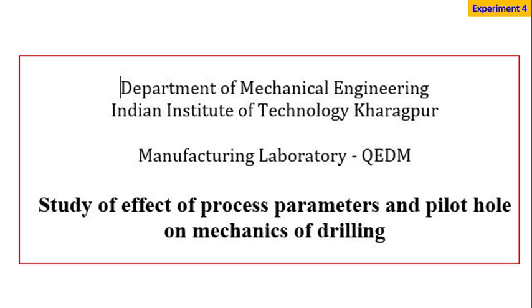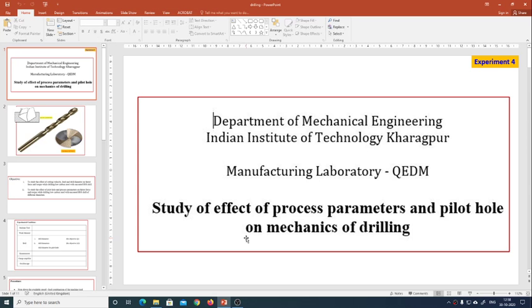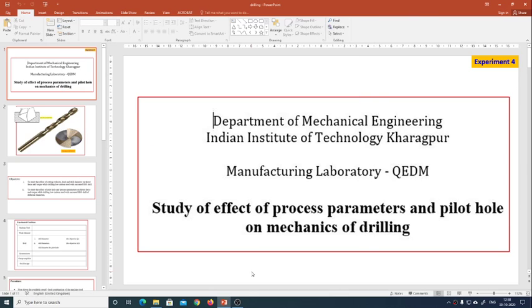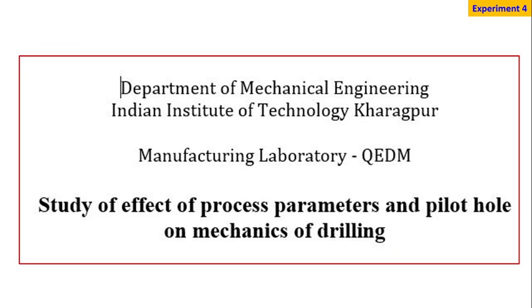Good afternoon. So today we are going to do experiment number 4. Already you have completed 3 experiments. So today we will talk about experiment number 4. Experiment number 4 is on the study of effect of process parameter and pilot hole on mechanics of drilling. So this particular experiment would be on the drilling process.